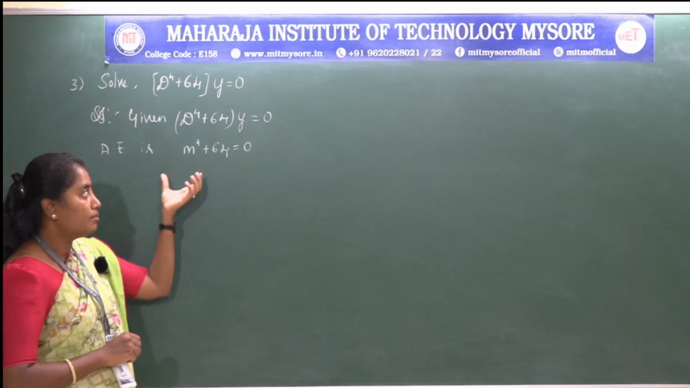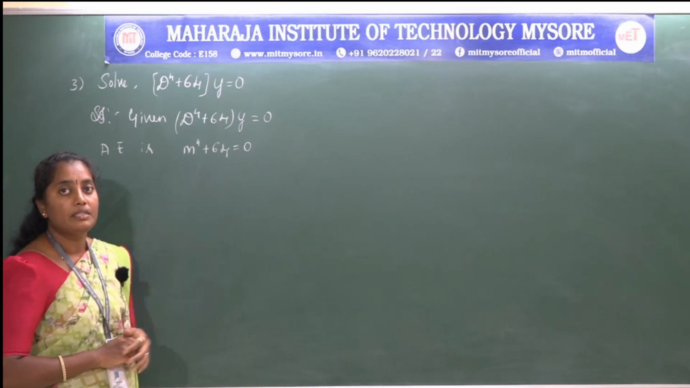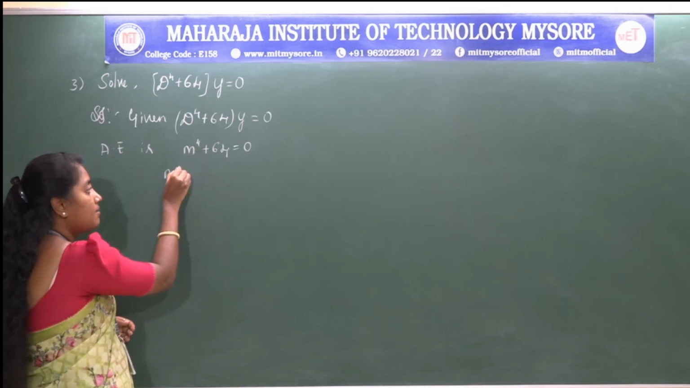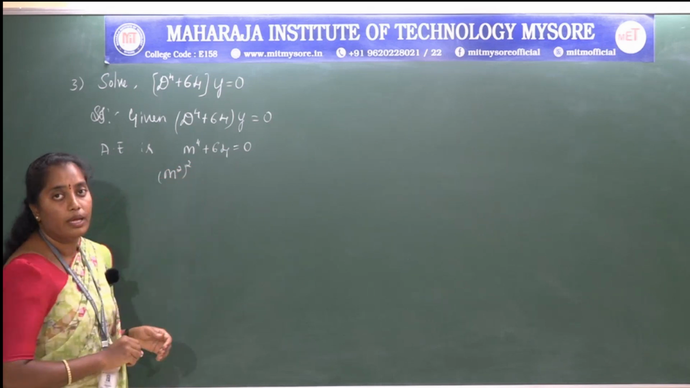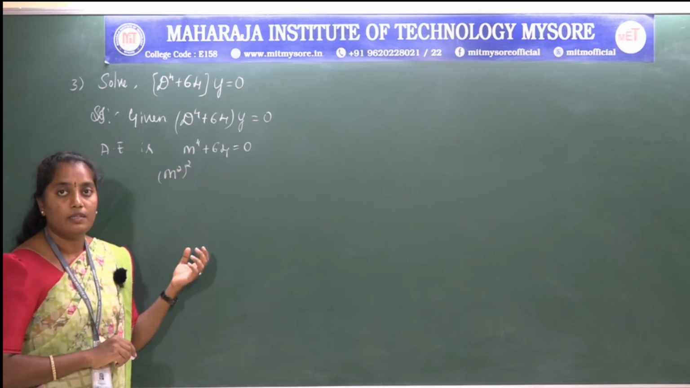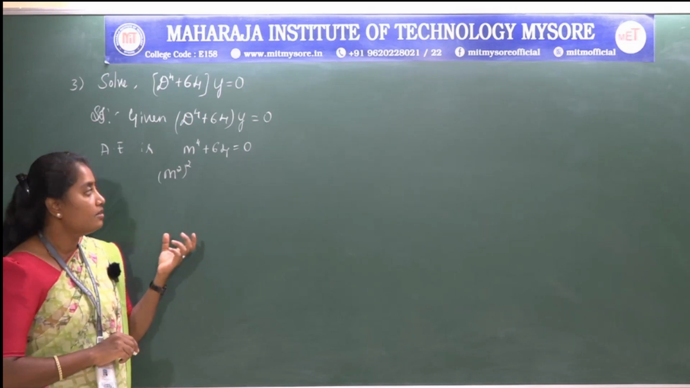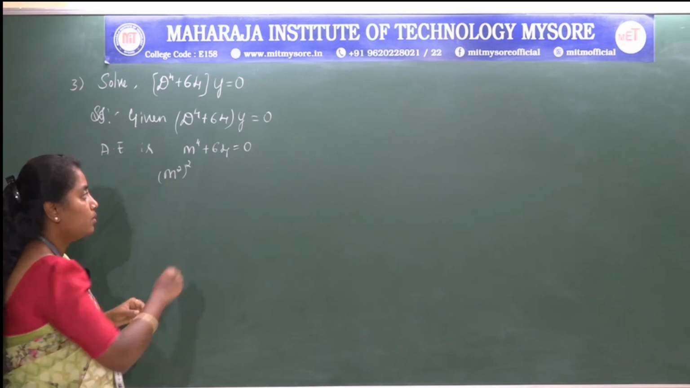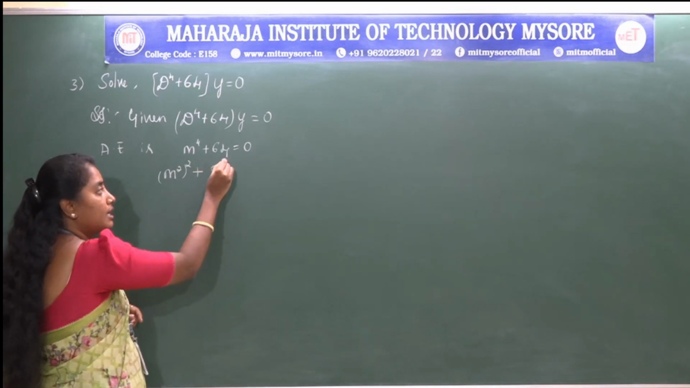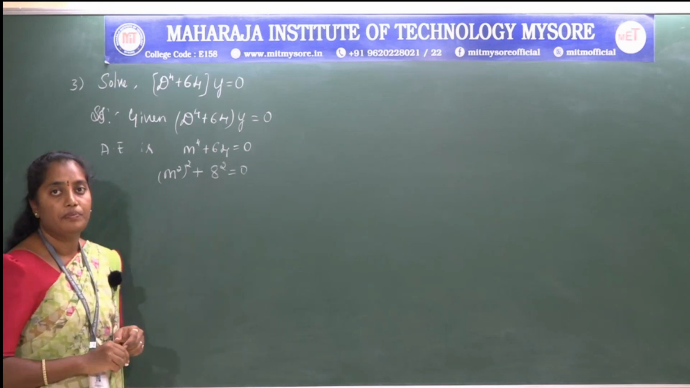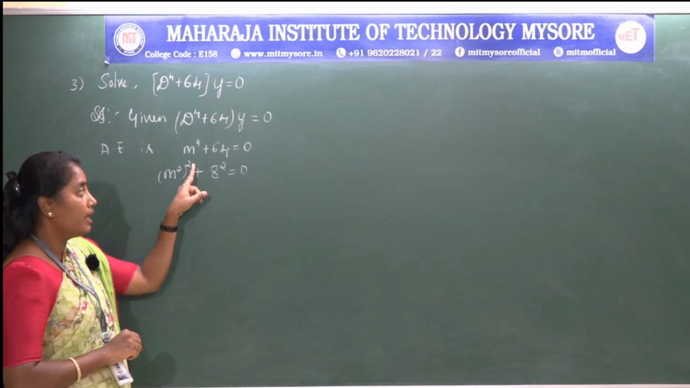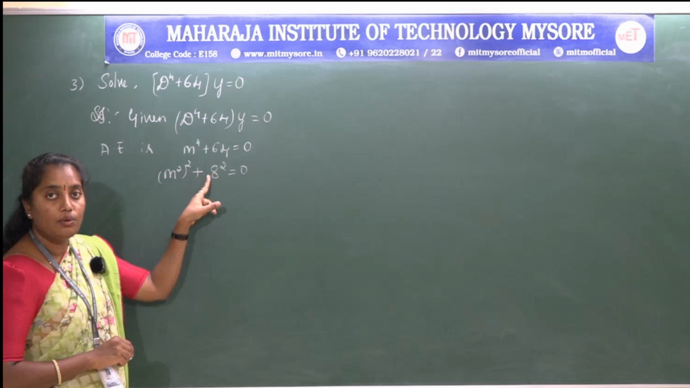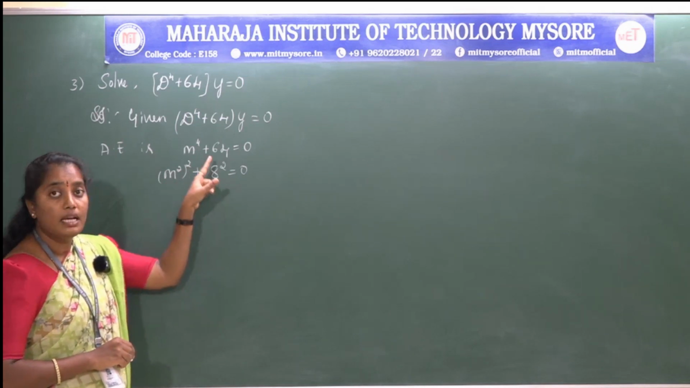For that, I am writing this equation in the standard form. This can be written as m to the power of 4, that is m square whole square. Since factorization is not possible and synthetic division is not possible, try to apply a standard result on this equation to find the roots. m square whole square plus 64, which can be written as 8 square, equal to 0. Now this is in the form of a square plus b square, where a is equal to m square and b is equal to 8.